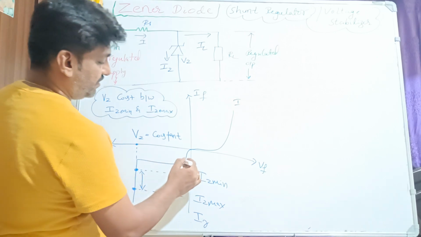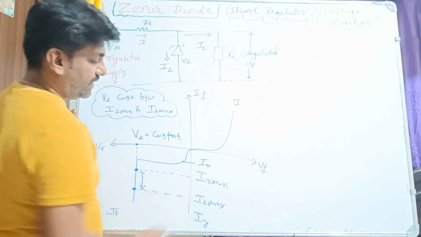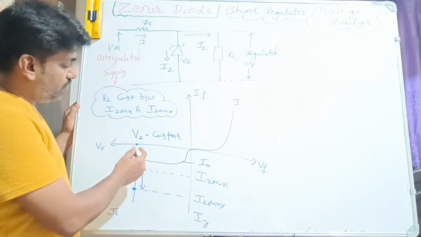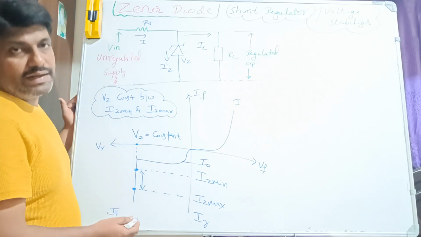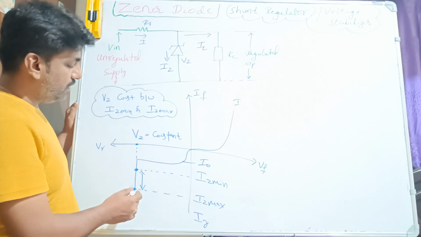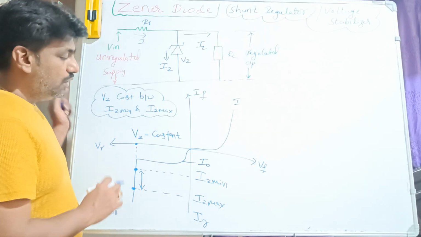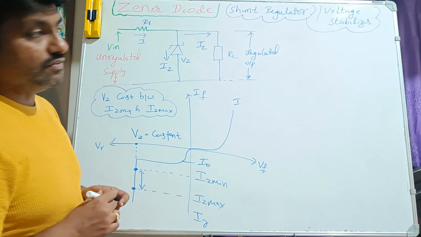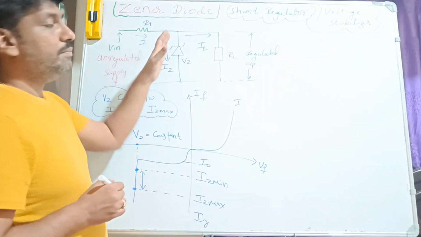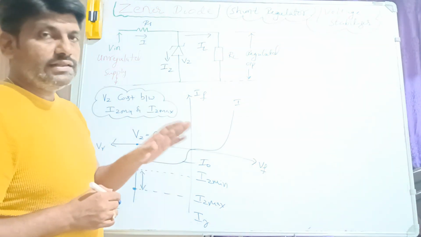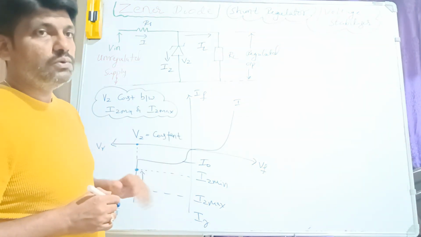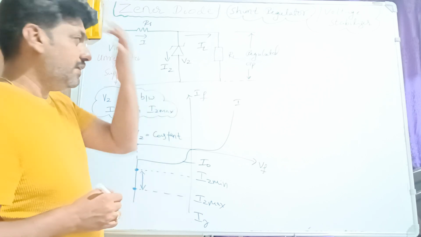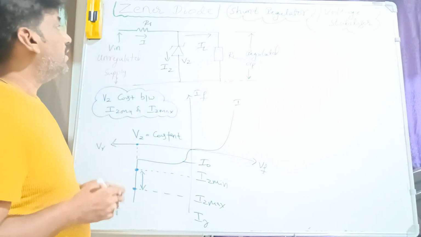We have called it in the previous case the reverse saturation current, I naught, but after some voltage the diode breaks, the PN junction breaks. That is called the reverse breakdown voltage. So the diode will break in the reverse biasing conditions. But now this is a type of diode that is going to work in the reverse biased voltage up to some extent. So that is the characteristics of Zener diode.